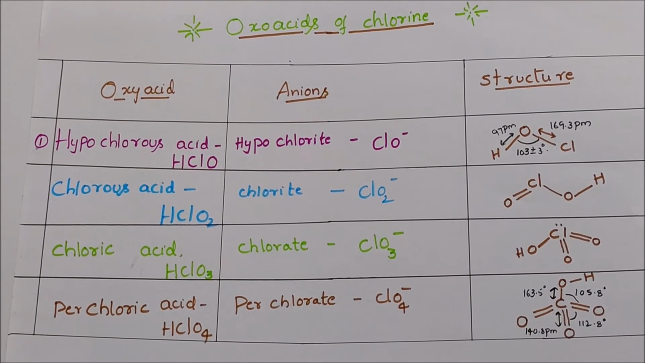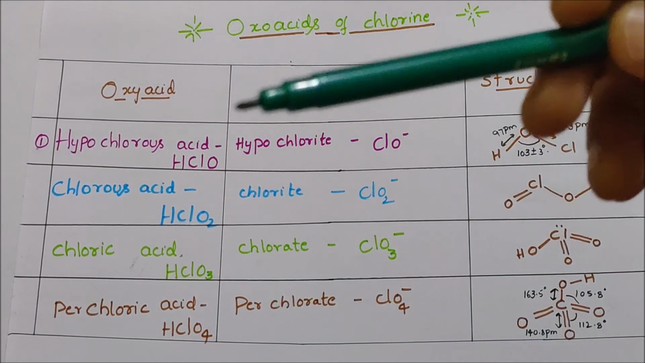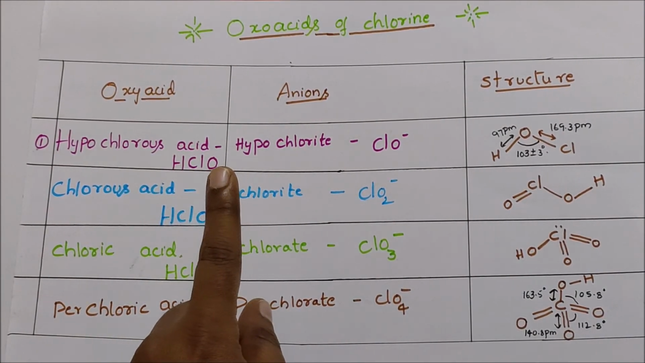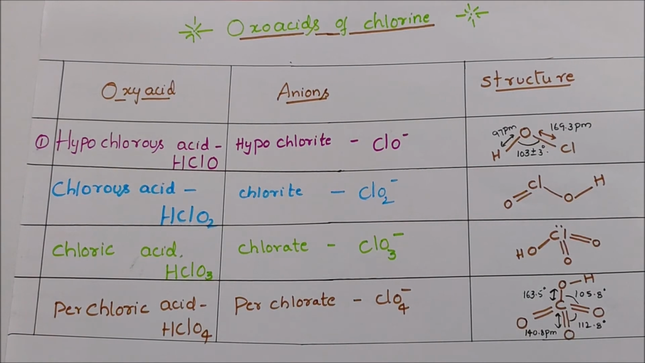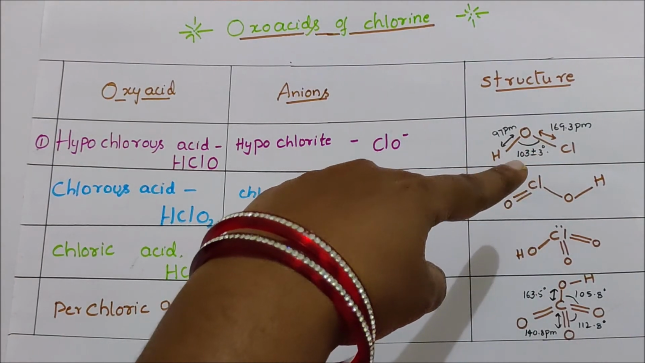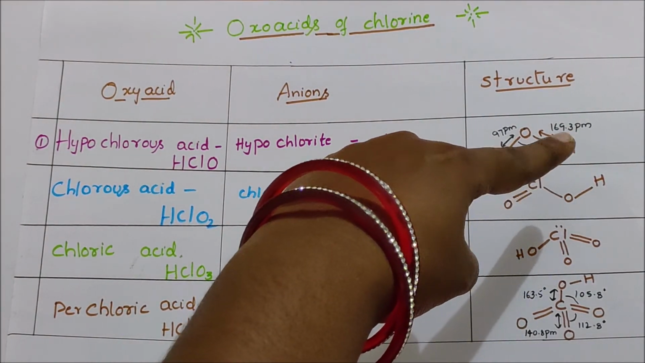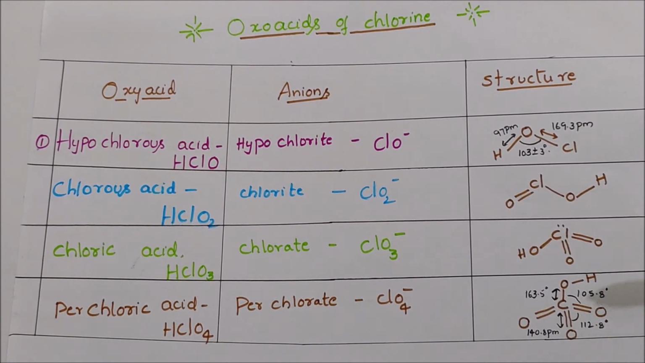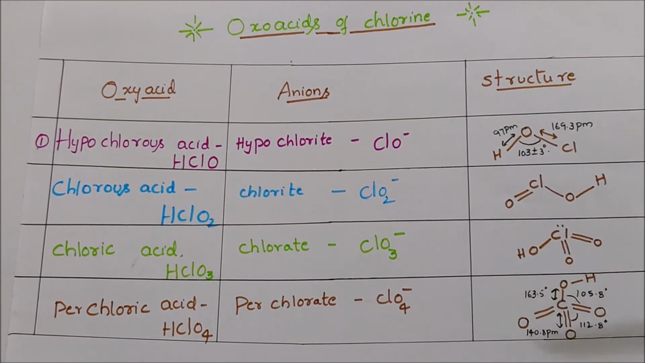Mainly the oxoacids of chlorine are HClO, HClO2, HClO3, HClO4. HClO is called hypochlorous acid. In this, ClO minus is an anion. The ClO is arranged in a bent shape like this. The bond angle between H, O and chlorine is 103 plus or minus 3 degrees. The bond length between oxygen and Cl is 169.3 picometers. Bond length is measured in picometers, and the hydrogen and oxygen bond length is 97 picometers.